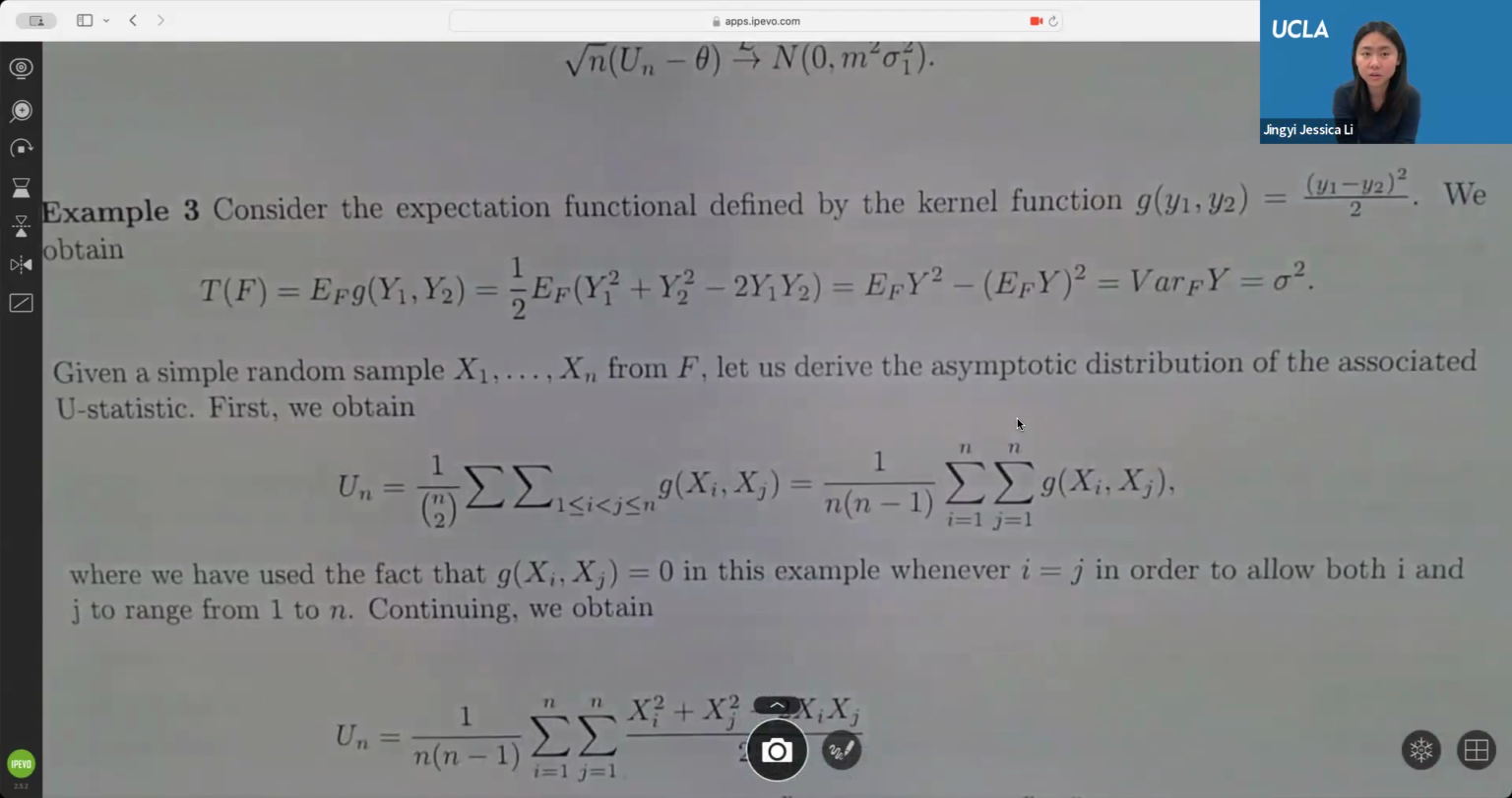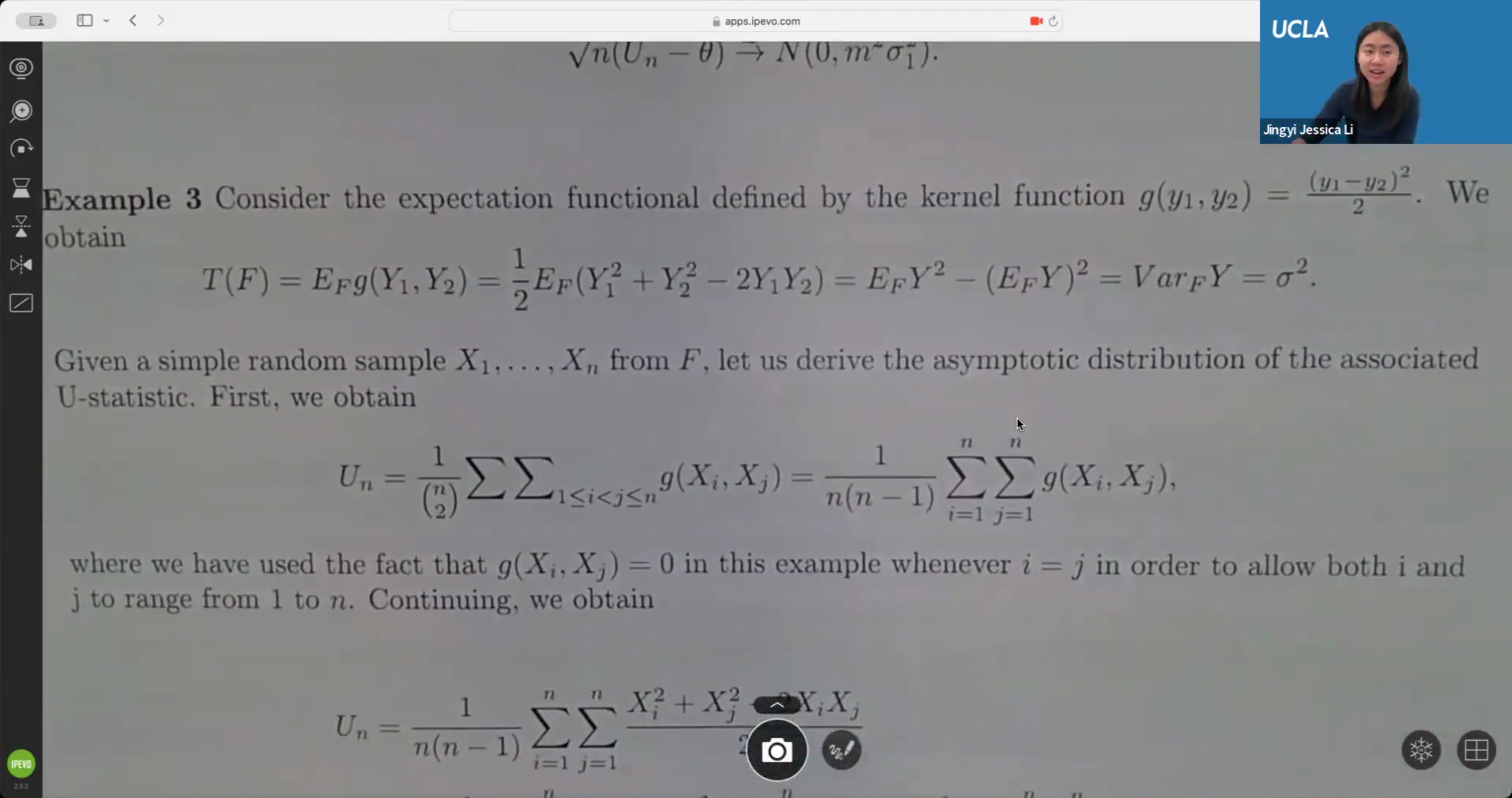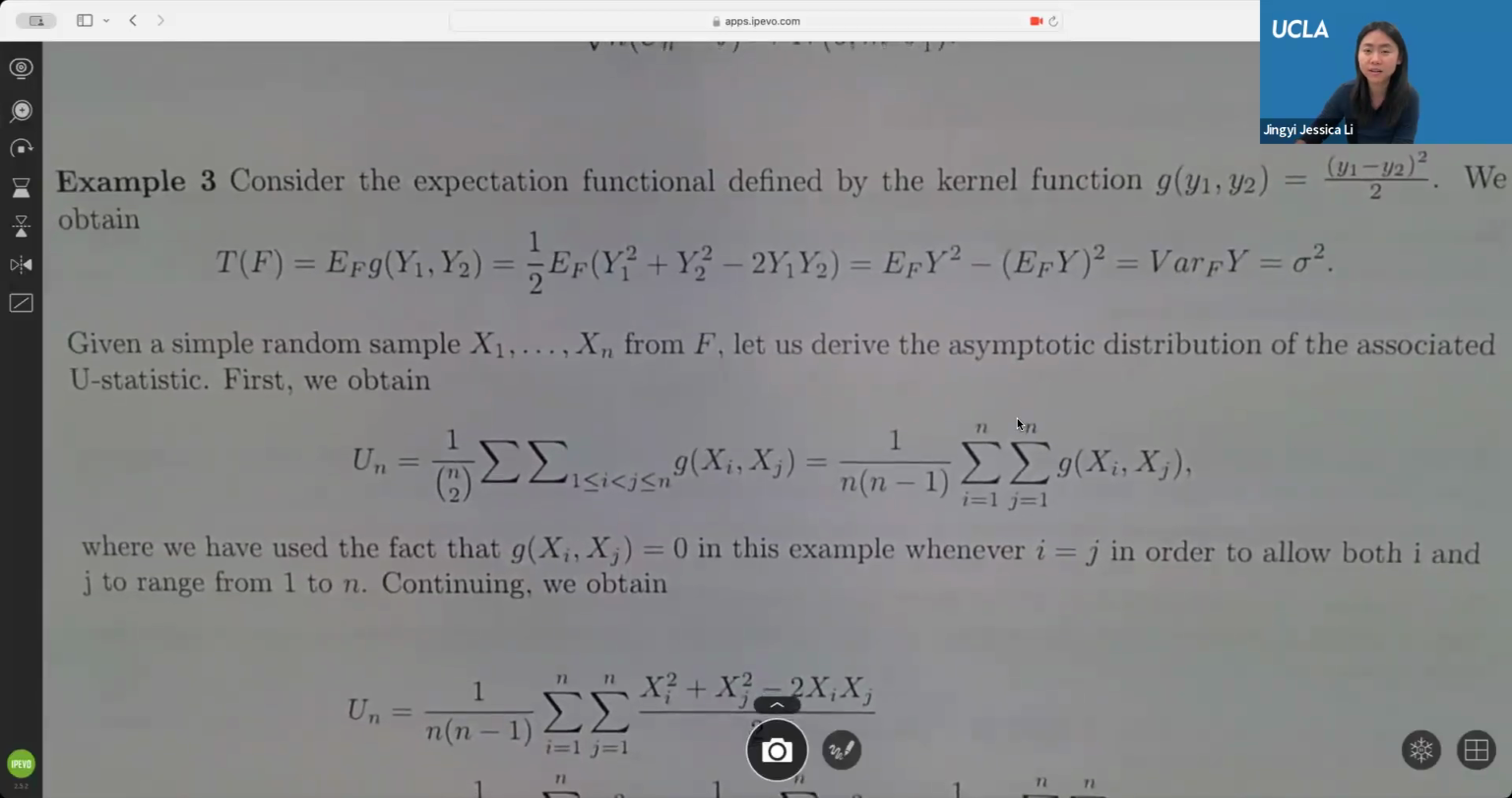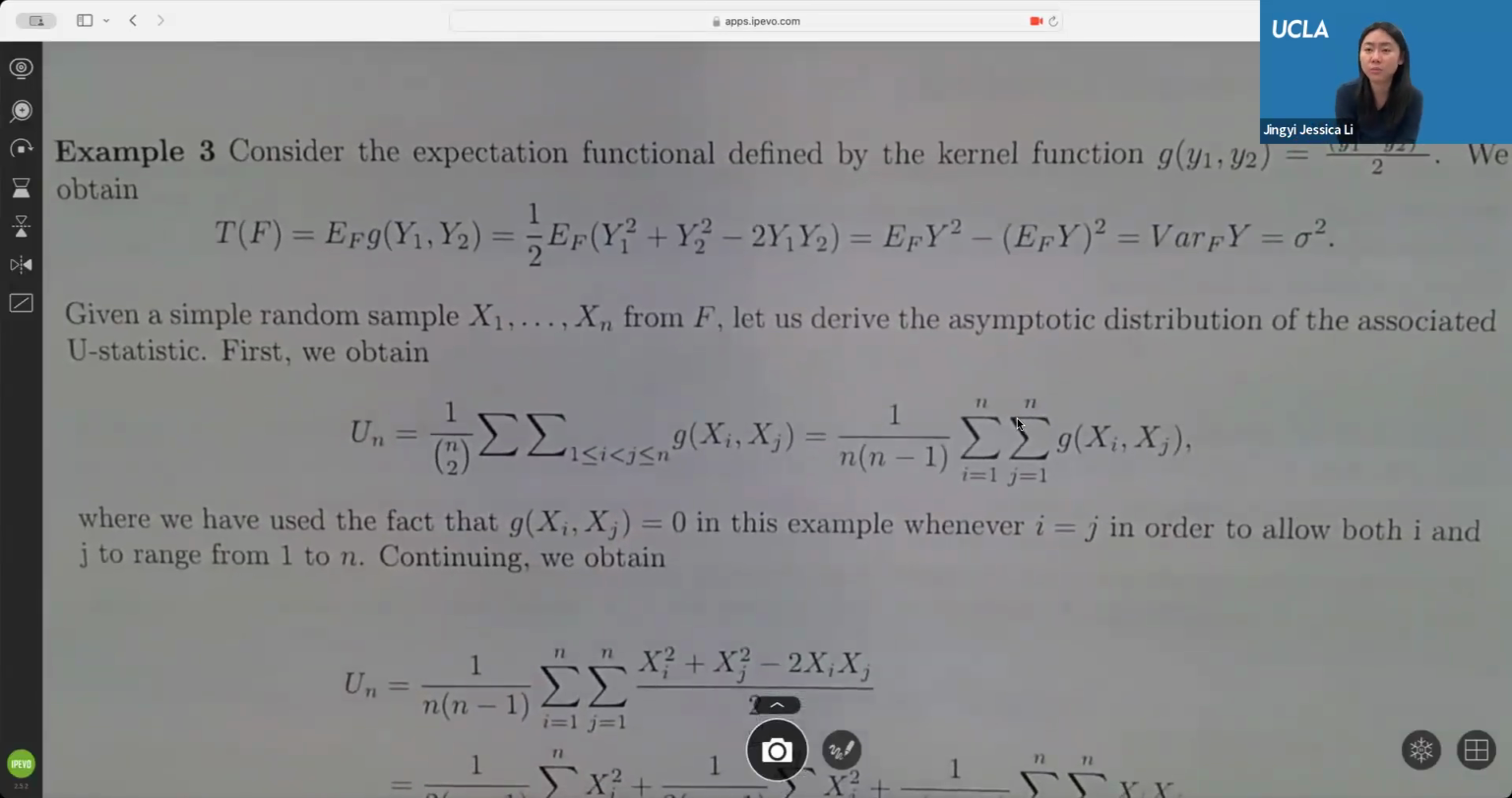Okay, so example 3. Consider an expectation functional defined by the kernel function with two arguments, g(y1, y2) equals (y1 minus y2) squared over 2. We obtain this expectation functional θ_F as the expectation of g(y1, y2). By plugging in this g and expanding, this is just one half times the expectation of y1 squared plus y2 squared minus 2 times y1 y2.